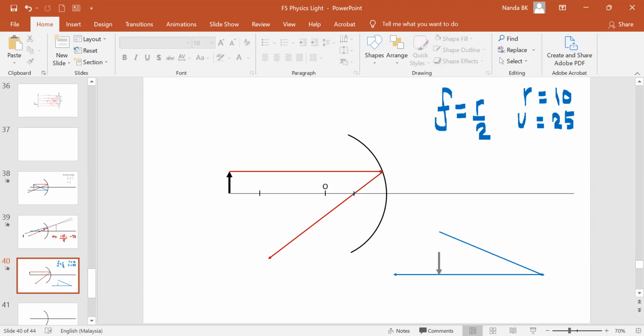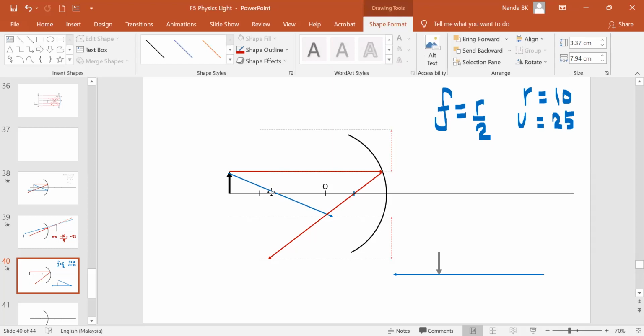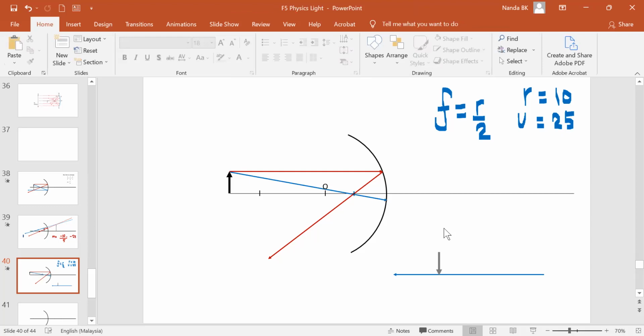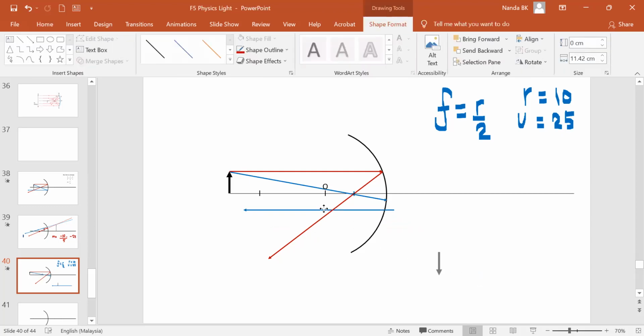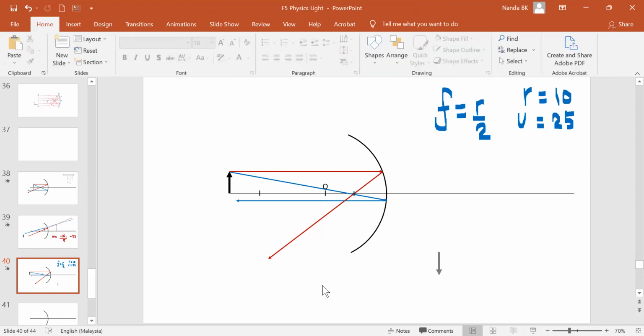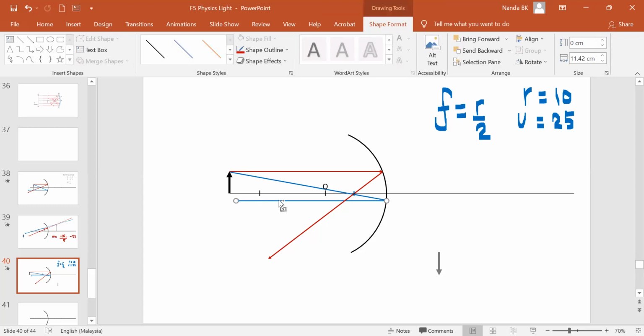The next line, what we learn. Got 3 lines actually. Let's do the next line, the blue line. The line which passes through the focus must come out parallel. There. Betul? Are you following me? Who is not following? Can?